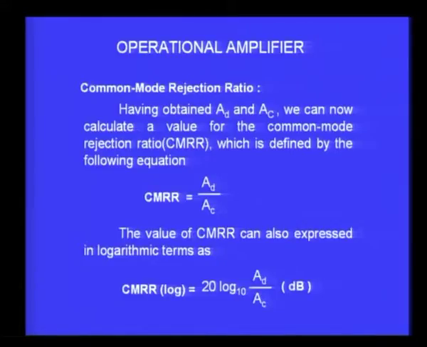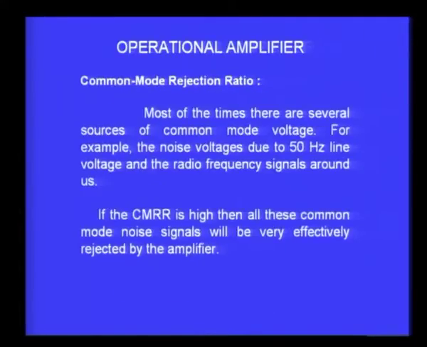So, that 90 dB will correspond to nearly 10,000, a little more than 10,000, and that means what? The differential gain will be 10,000 times the common mode gain. Okay, the ratio is 10,000. That means the operational amplifier has some special preference for differential gain over the common mode gain. It does not give importance to the common signal, but gives importance only to the differential.